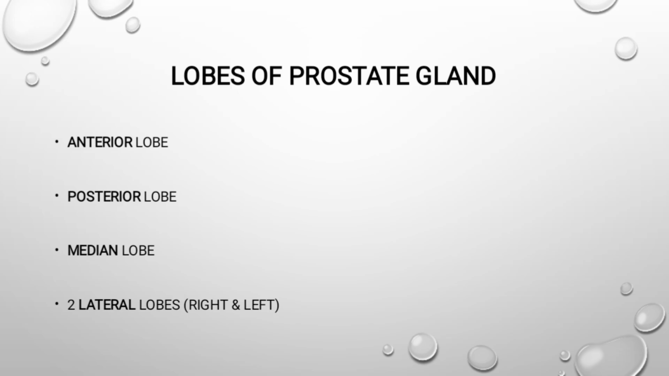Then we will discuss the lobes of the prostate gland. According to the older classification, the prostate gland has an anterior lobe, a posterior lobe, a median lobe and two lateral lobes, right and left. Mainly the median lobe projection is seen in very large enlargement of the prostate gland, and the median lobe projects itself into the bladder.